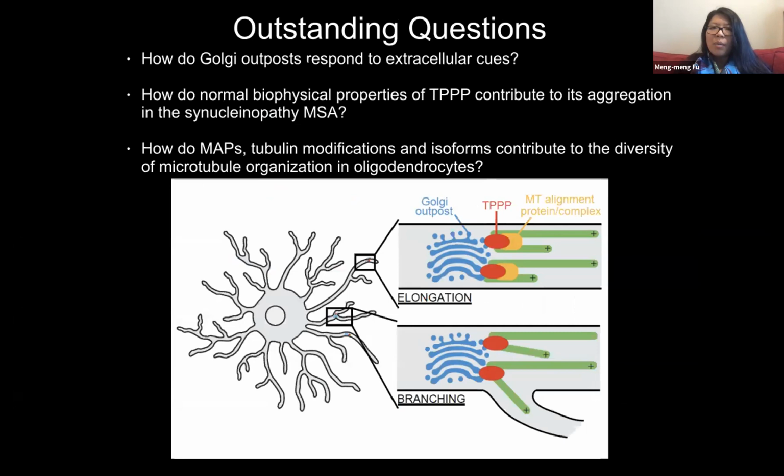In addition, TPPP aggregates in an alpha-synucleinopathy called MSA. So other synucleinopathies include Parkinson's disease. So I'm very interested in how the normal biophysical properties of TPPP as a protein can contribute to its likelihood to aggregate in this type of disease. In addition, to understand how the complexity of the microtubule organization happens in oligodendrocytes, I'm interested in different MAPs, tubulin modifications, and different tubulin isoforms in oligodendrocytes.